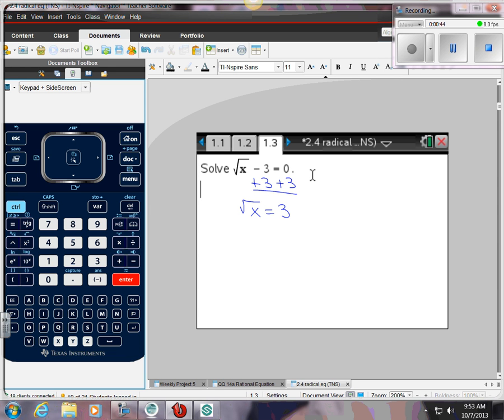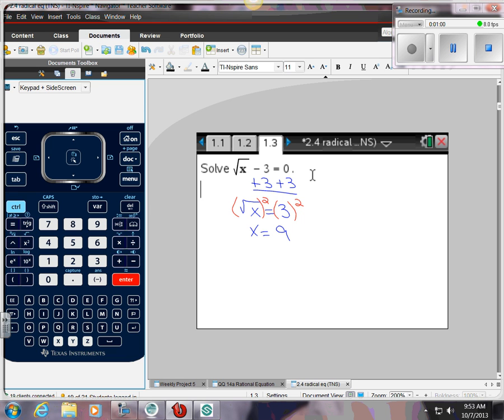How do I get rid of a square root? I square it. Good. So I'm going to go ahead and square just the left-hand side? No, I got to square both sides, right? So I'm going to square the square root of x, square the 3, and I get x equals 9.